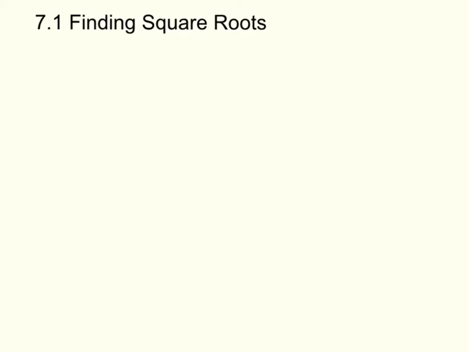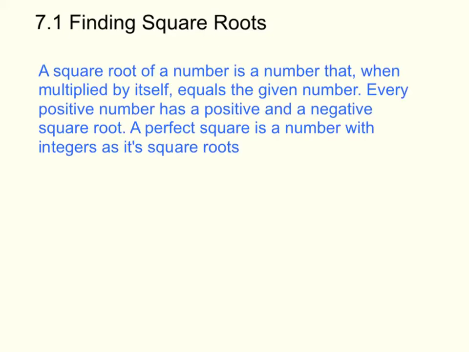In section 7.1, we're going to talk about finding square roots. Here are your definitions from this chapter. A square root of a number is a number that, when multiplied by itself, equals the given number. Every positive number has a positive and a negative square root.